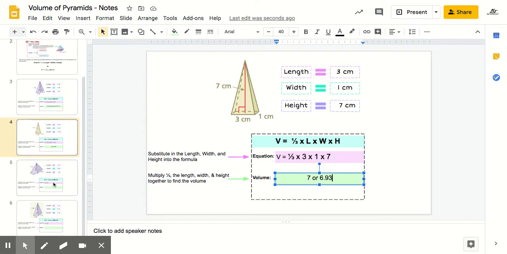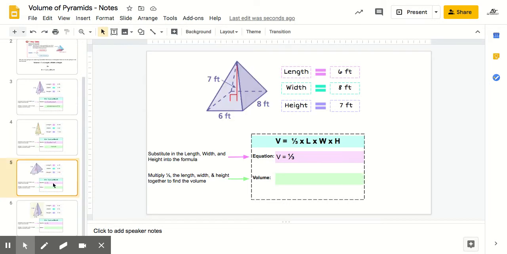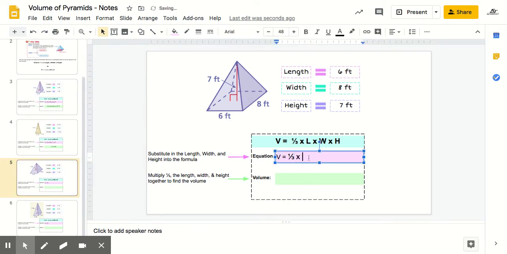Okay, next one. Another pyramid. I told you the length is equal to 6 feet, the width is equal to 8 feet, and the height is 7 feet. So I have to take those measurements and plug them into my volume formula. Instead of writing L, I'm going to plug in my numerical value for the length, which is 6. Bring down my multiplication sign. Instead of writing W for width, I'm going to type in the value of the width, which is 8. Bring down my next multiplication sign, and now I have to plug in the height, which is 7.